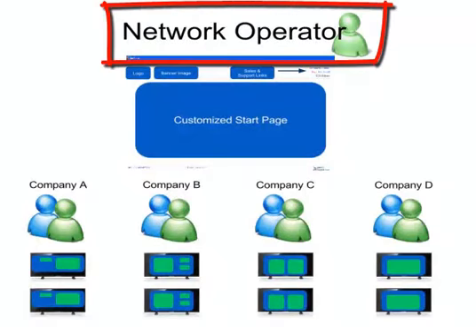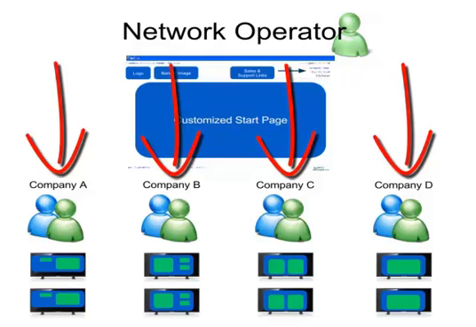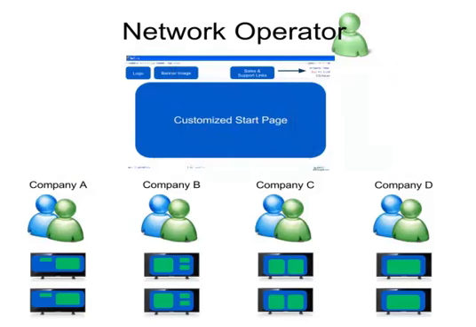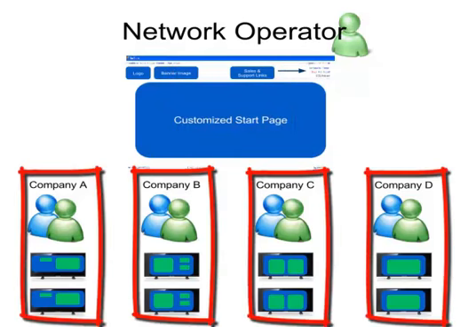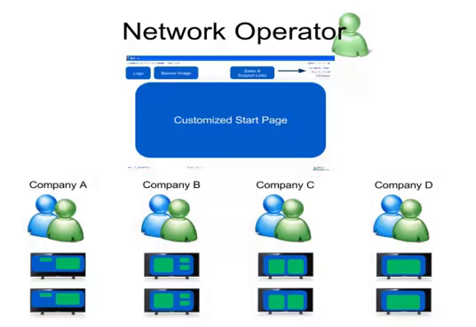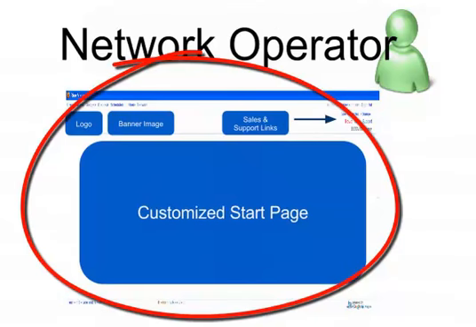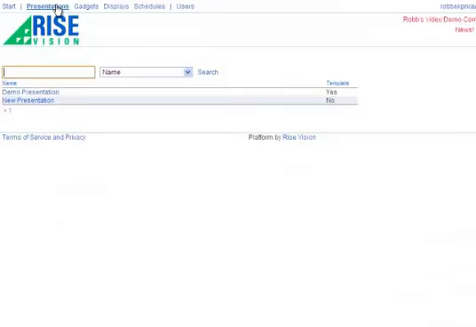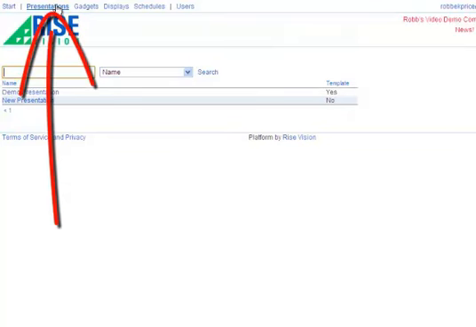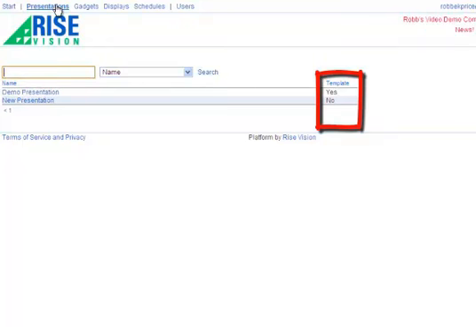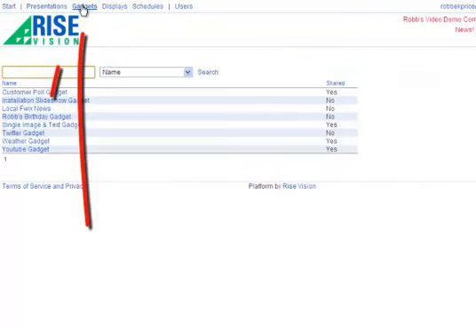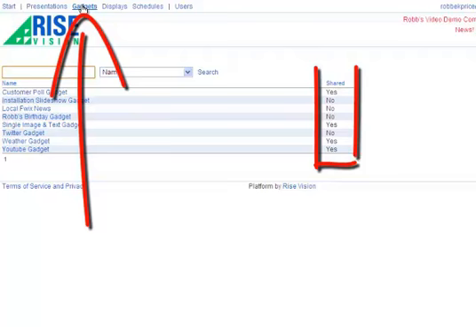As a network operator, you create and manage subcompanies of digital signage networks, each with their own users, displays, presentations, and gadgets, all from one login. You can brand your portal so that your identity and message is reinforced with every subcompany login. You can create template HTML presentations and share gadgets with your subnetworks for them to use any way they like. Simply mark a presentation as a template or mark a gadget as shared and it will be available to your subcompanies.